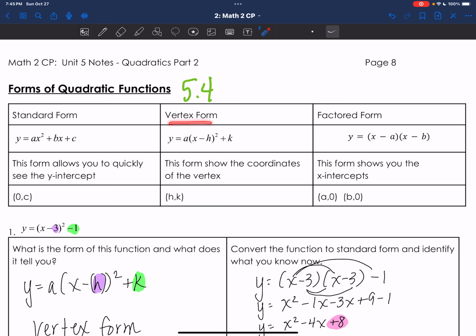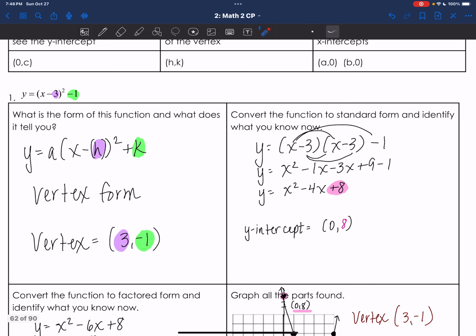For vertex form, that's this formula here, and it shows the coordinates of the vertex. So remember we said it was h and k is the point where your vertex is. And then for factored form, that's where you have this before you solve for the zeros, and all you've got to do is change the sign. So if we have a here and then b, do that there. So that shows you exactly where the x-intercepts are. So I did the first one for you.